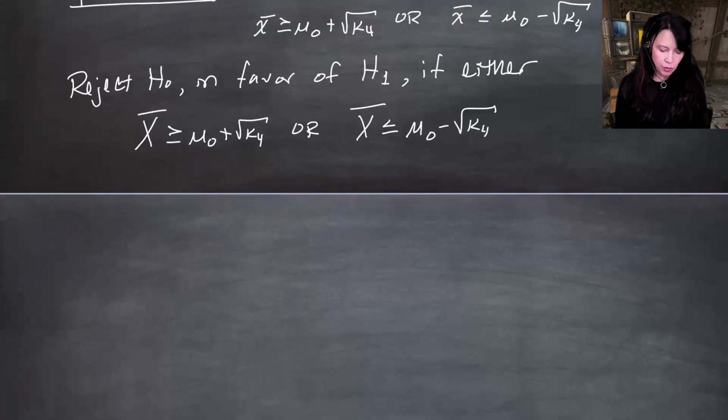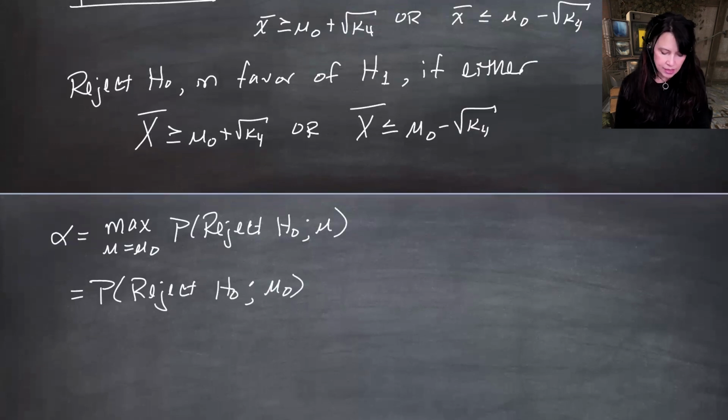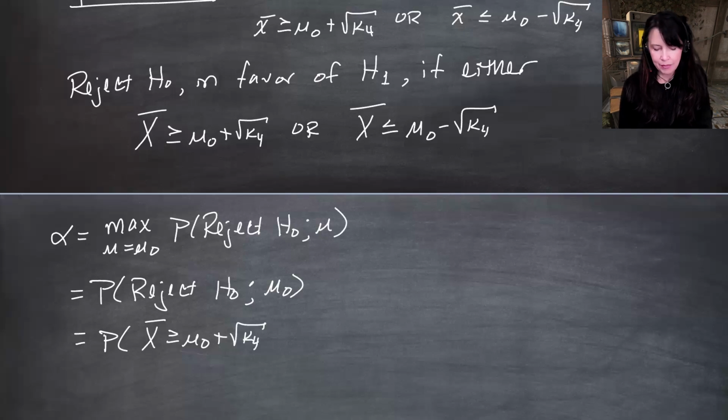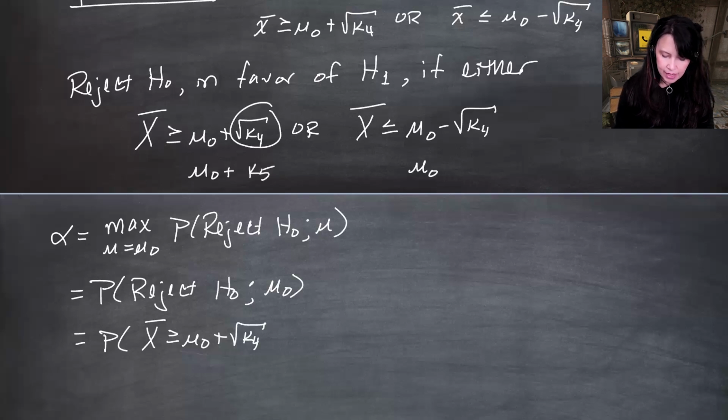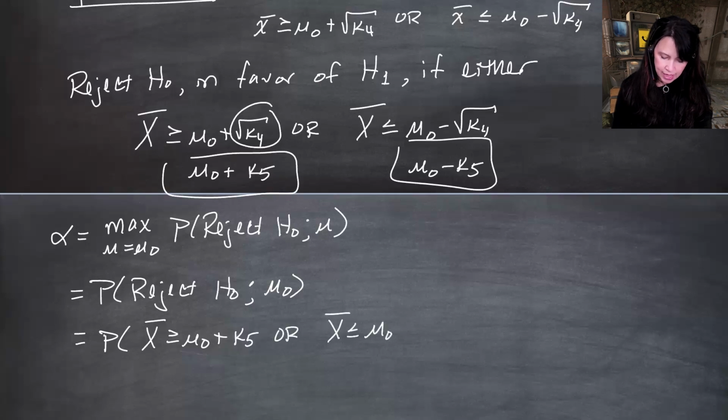And to find the K4, we're going to use alpha. Alpha is the maximum over all the mu's in the null hypothesis, which is just a single mu, of the probability we reject the null hypothesis when the parameter is mu. Maximizing over a single mu just means plugging it in, so I'll get a mu naught here. And then this is going to be the probability that X bar is greater than or equal to mu naught plus the square root of K4. You know, I can make this a new constant. Let's call this square root K5. So let's say mu naught plus K5, mu naught minus K5. But again, I can't make this whole thing into a constant without introducing a second constant. So back down here, I'm going to say plus K5, or X bar is less than or equal to mu naught minus K5 when the parameter is mu naught.